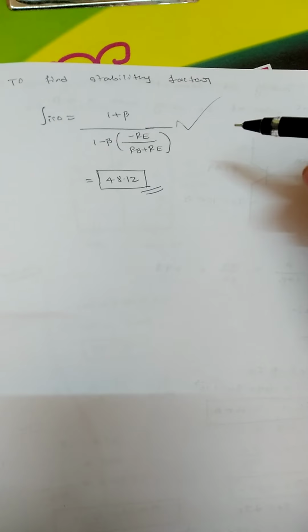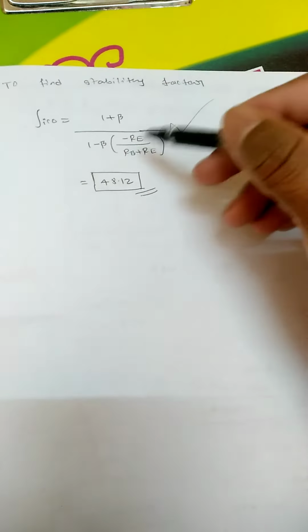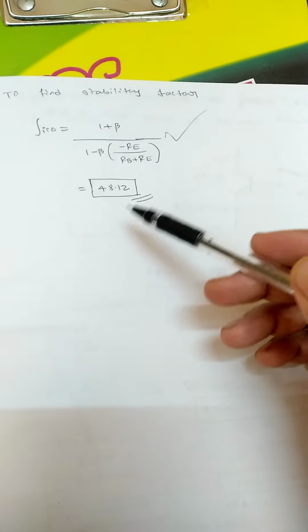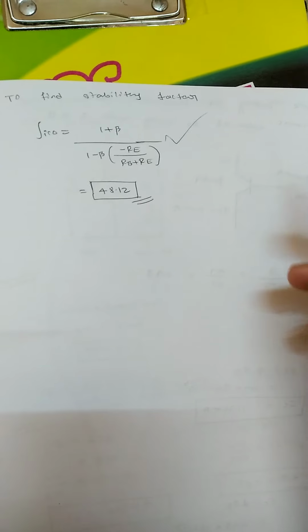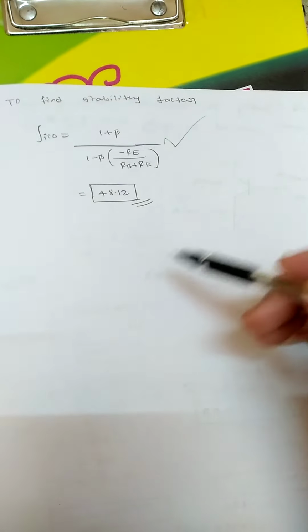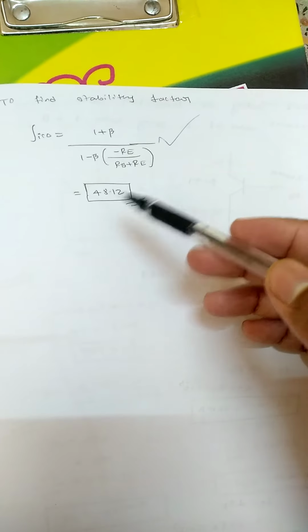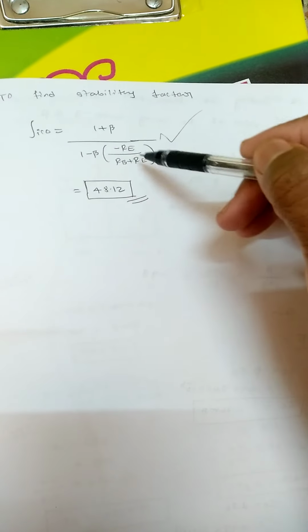So this is the standard formula which we should use. What is the formula? 1 plus beta divided by 1 minus beta into RE divided by RB plus RE, with a minus sign. All the values we know: beta we know, RE we know, RB we know. So substitute all those things and put it in the calculator, and we will be getting 48.12 as the stability factor. We don't have any unit for this, because it is a stability factor. The units, ohm, will be cancelling each other, that's why we will not be getting any unit for this.